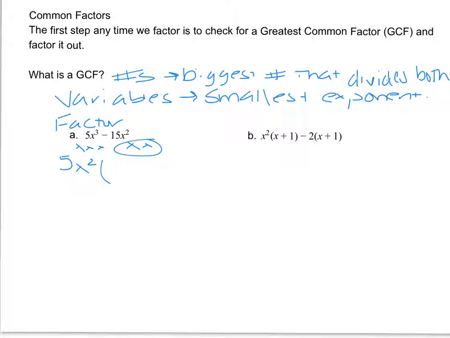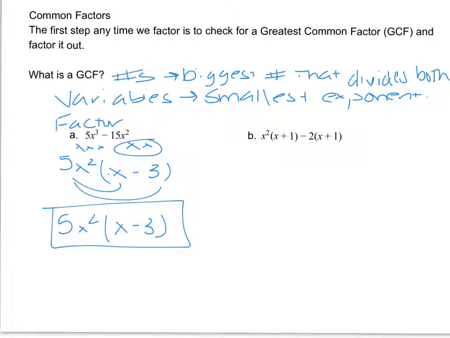When I take out that 5x squared, that leaves me with x minus 3. So that if I were to distribute this 5x squared back in, I would end up with 5x to the third minus 15x squared. So this 5x squared times x minus 3 is the factored form. That's what we're looking for.